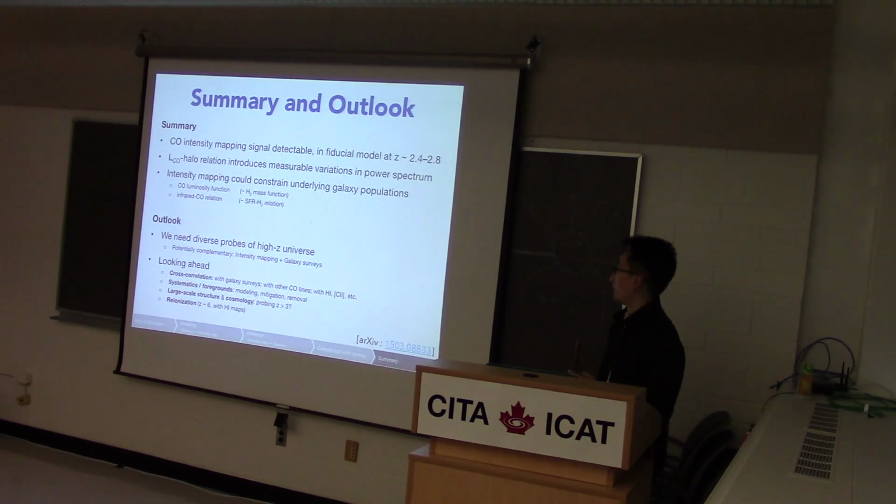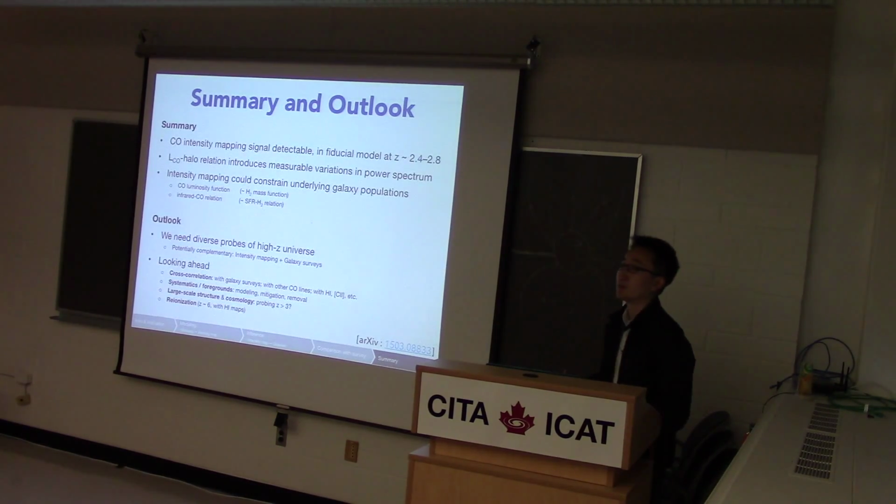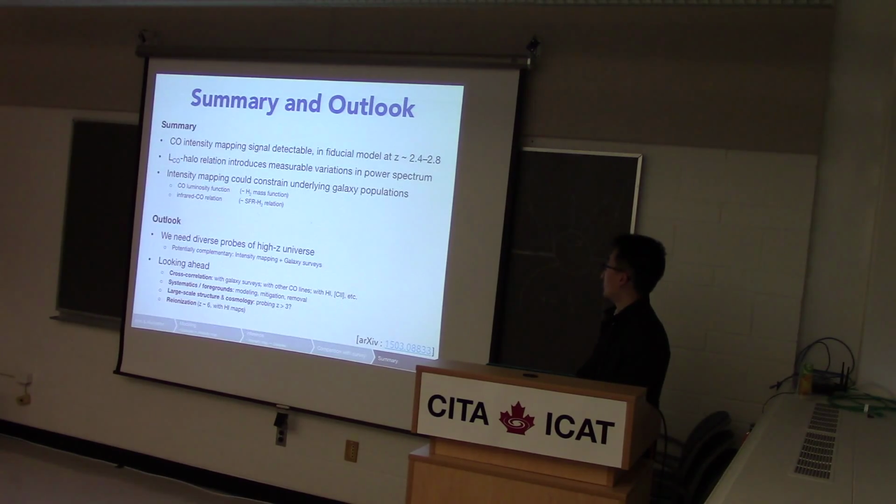So in particular, we constrain the CO luminosity function and the infrared CO relation. Right? And so roughly speaking, these would trace the H2 mass function and also the star formation rate and molecular gas relation, potentially. So these relations, the connection between CO and H2, as well as between star formation rate and infrared luminosity, need to be looked at in greater detail at higher redshifts. But this is a step in that direction.